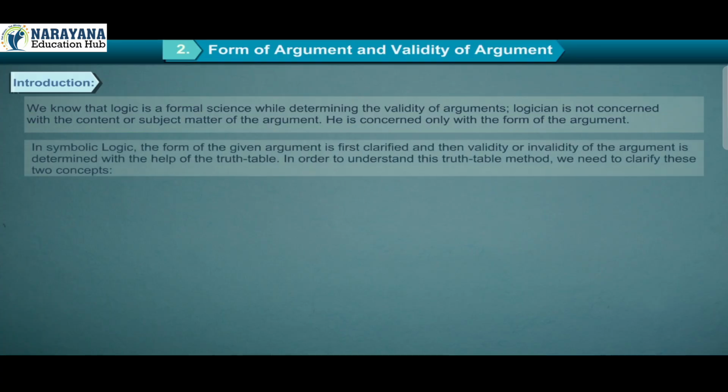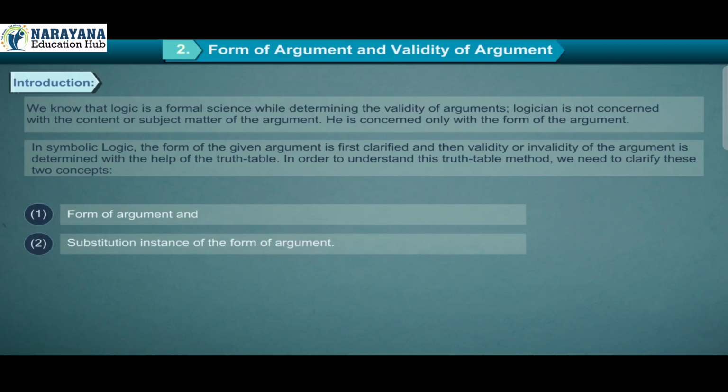In symbolic logic, the form of the given argument is first clarified, and then the validity or invalidity of the argument is determined with the help of the truth table. In order to understand this truth table method, we need to clarify these two concepts: 1. Form of argument, and 2. Substitution instance of the form of argument.